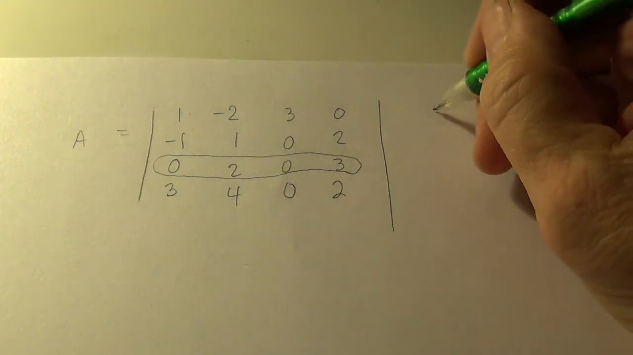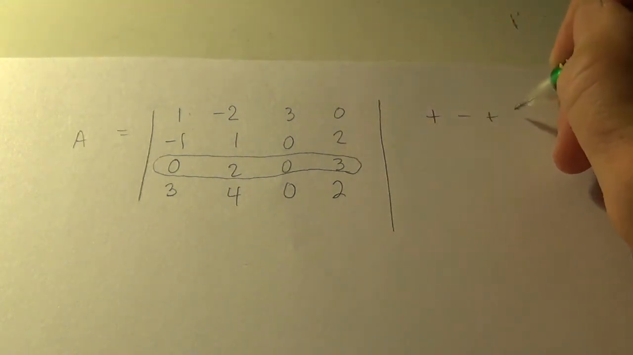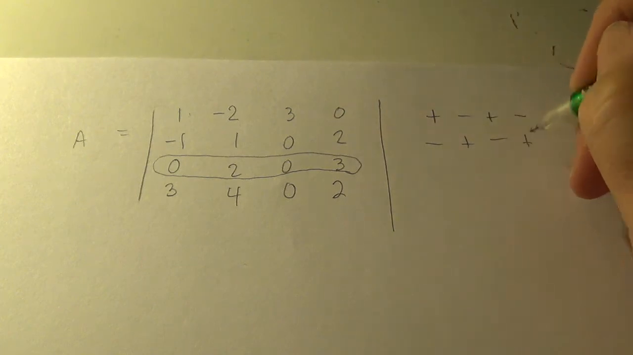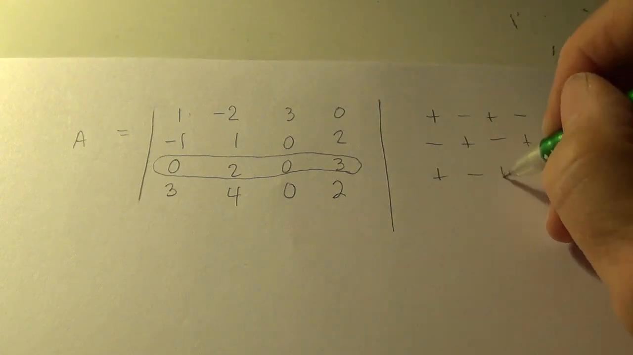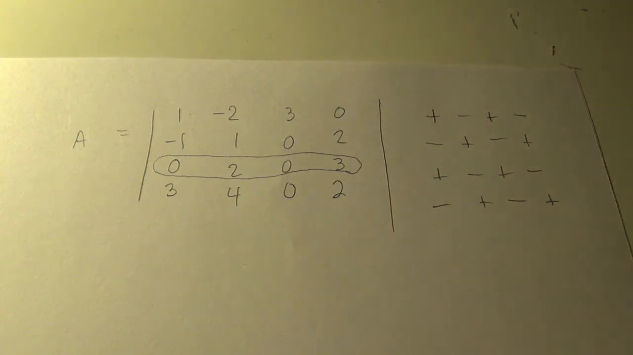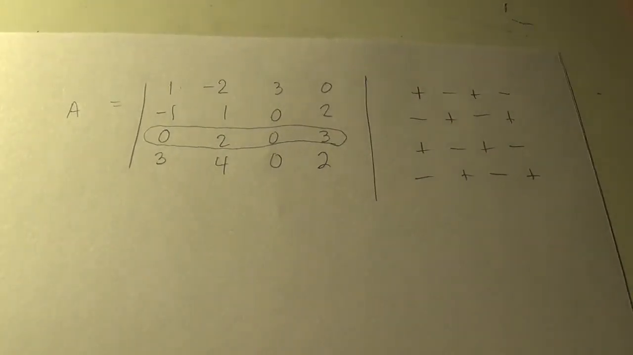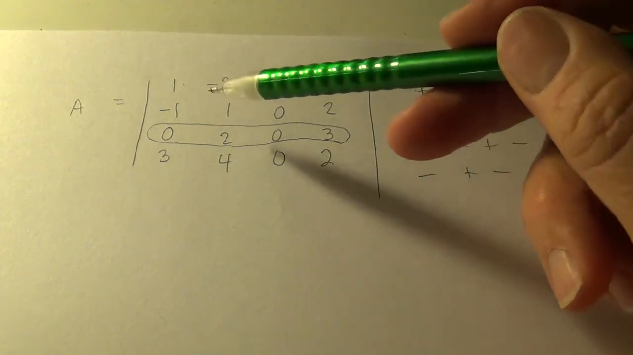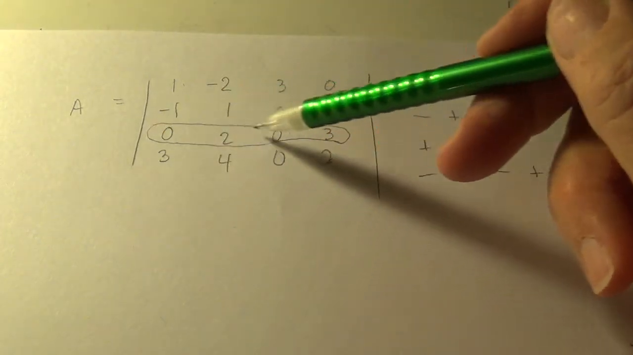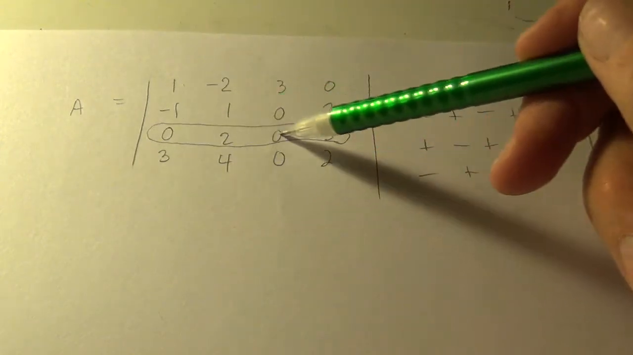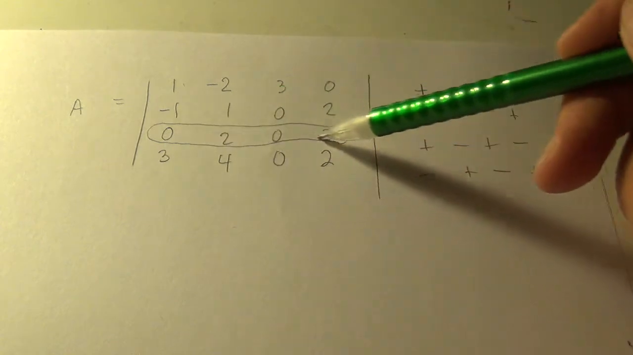cofactors. So we have the plus, minus, plus, minus, minus, plus, minus, plus, plus, minus, plus, minus, minus, plus, minus, plus. There's our little map. All right, so we're going to expand this by cofactors. So the first thing we're going to do is pick the row or column. This time I'm picking this one.